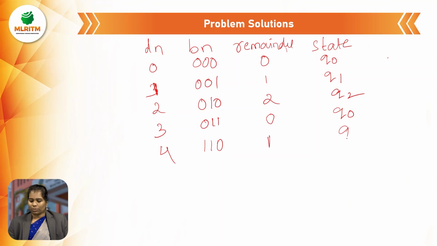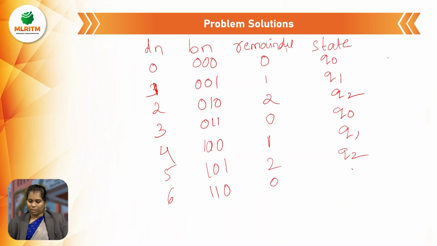It will get Q1. 5, 1, 0, 1. 1, 0, 1 is 1, 0, 1. It goes to Q2. 6, 0, 1, 1, 1, 0. The binary number of 6 is 110.